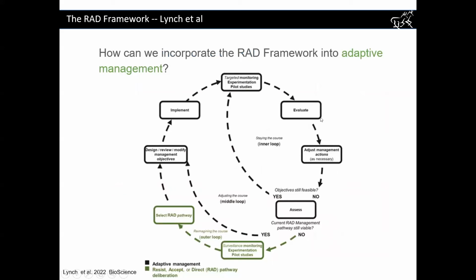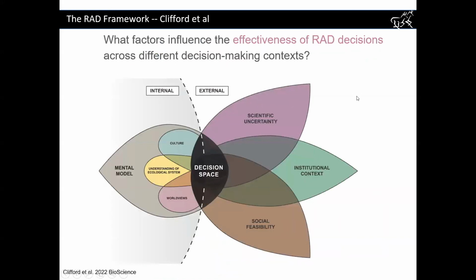Abby Lynch and others explored how we could really incorporate the RAD framework into adaptive management. And so she has some inner loops and middle loops and outer loops of a typical adaptive management process. And then Katie Clifford and others explored some social science factors and thinking about the manager themselves and how managers make decisions. What are their external constraints? What are their internal constraints? There's a lot that goes on. Obviously, you guys know this in terms of making a management decision.